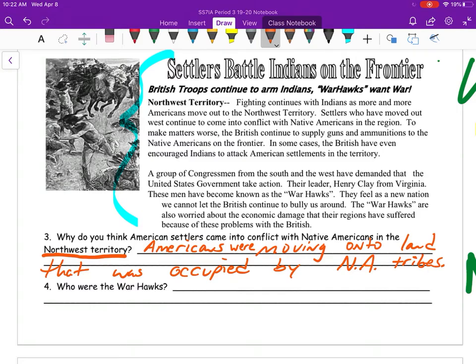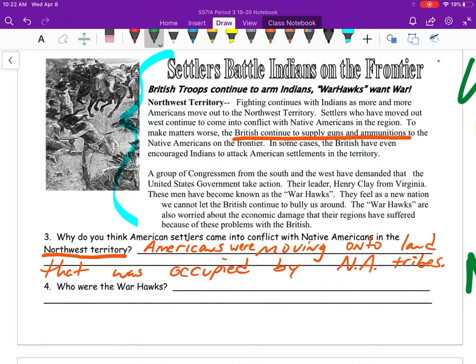And now the Americans are moving onto that land. It further leads to conflict when the British begin supplying guns and ammo to the Native Americans. The British were provoking Native American attacks. Obviously, Britain wants to get back at the United States. They may even want to get their land back. We'll talk about that in a little bit.